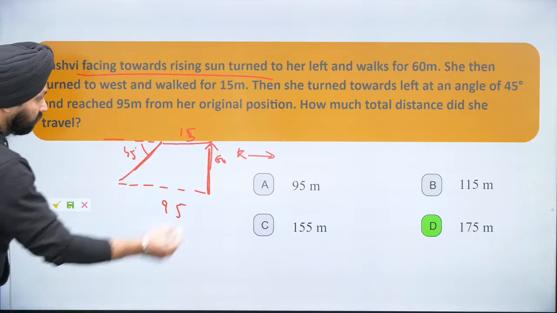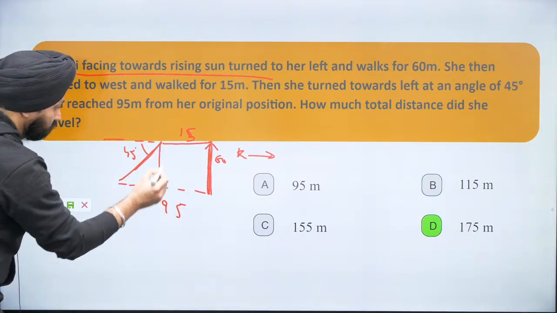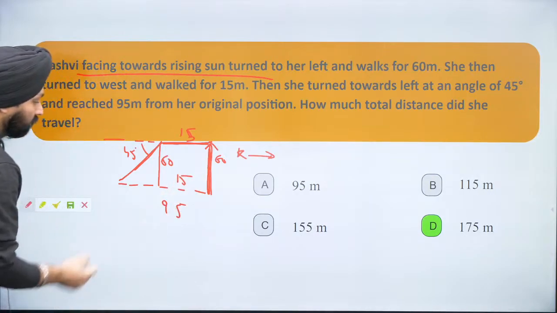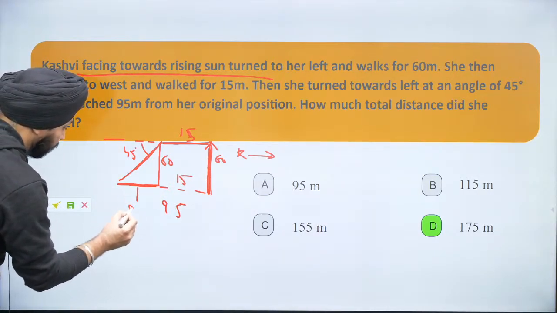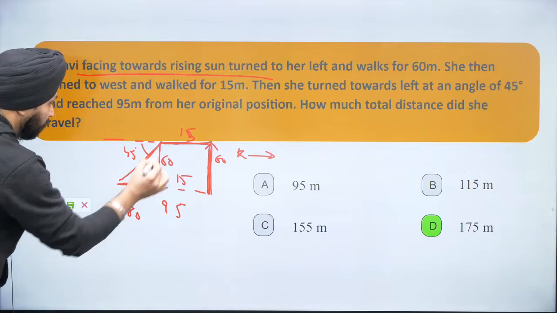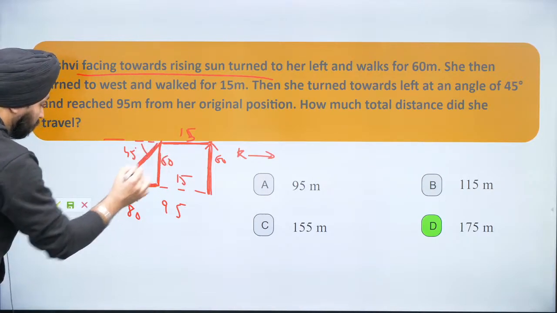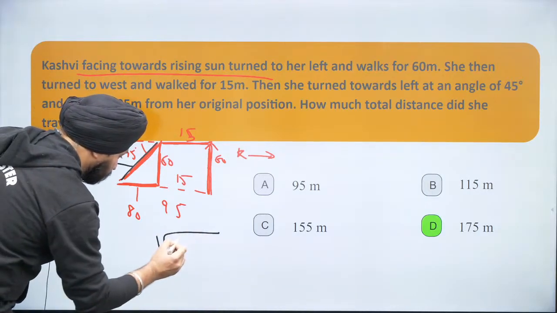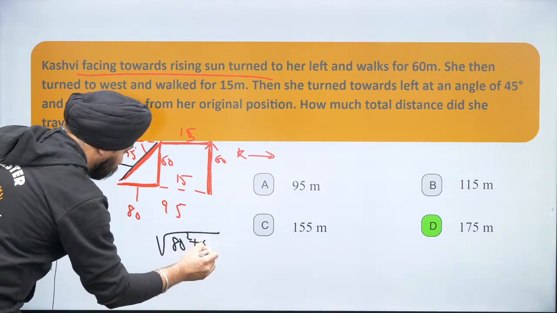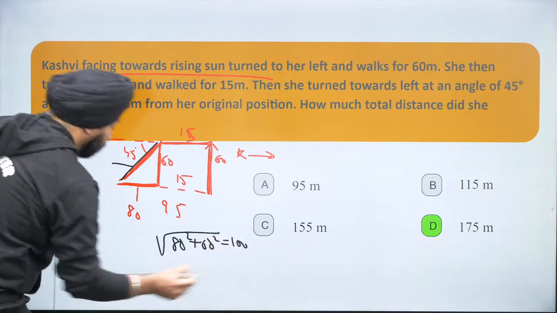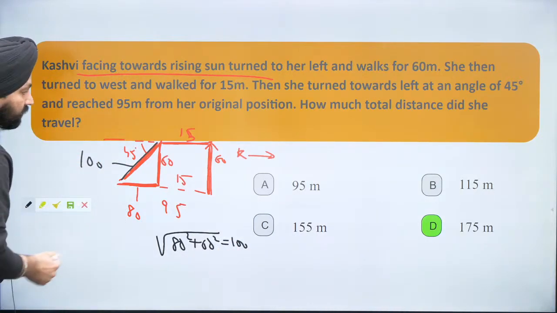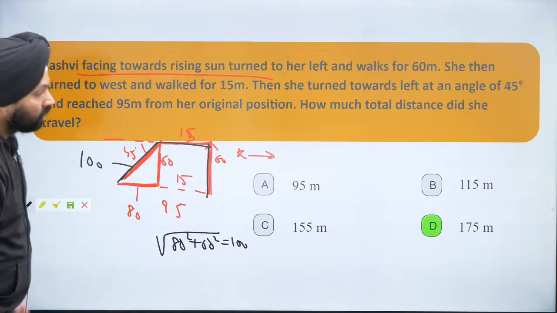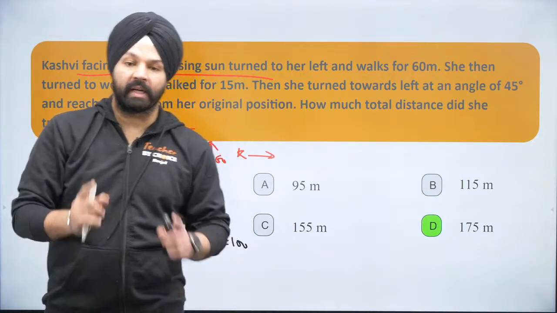The diagram is clearer now. This is 60, so draw a line. This is also 60. This is 15, so this is also 15. So this pending one is 80. This is 80, this is 60, and you need to calculate this one. With the Pythagoras theorem, 80 square plus 60 square gives you 100. So this is 100. So what is the total distance? Total distance is 100 plus 15 plus 60. That is 175. I hope that is clear to all.